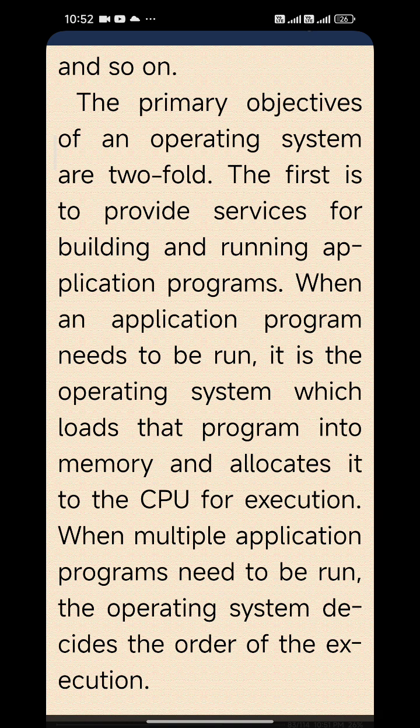The primary objectives of an operating system are twofold. The first is to provide services for building and running application programs. When an application program needs to be run, it is the operating system which loads the program into memory and allocates it to the CPU for execution. When multiple application programs need to be run, the operating system decides the order of the execution.